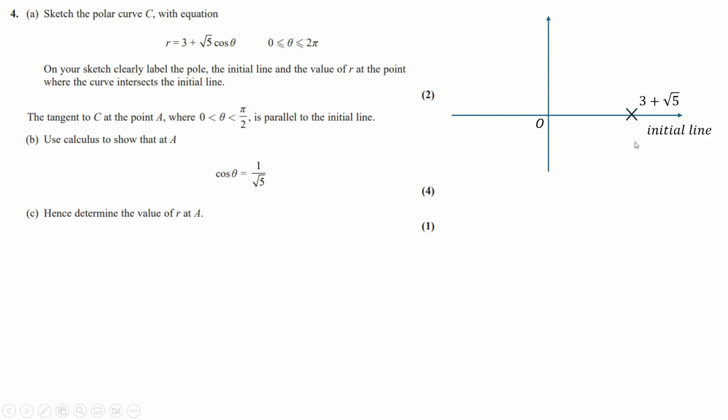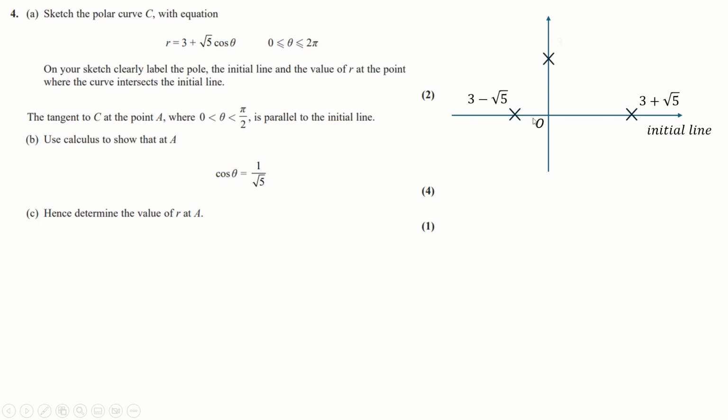I think that's what it's called anyway. You can put in some more values if you want, like when cos is pi, you get minus 1, so it's 3 minus root 5, which is a positive value. So it's a positive distance from the origin.